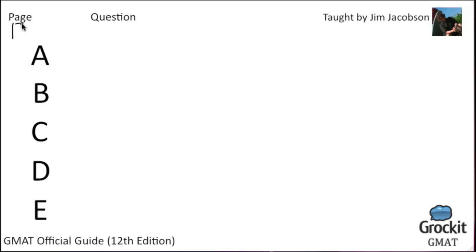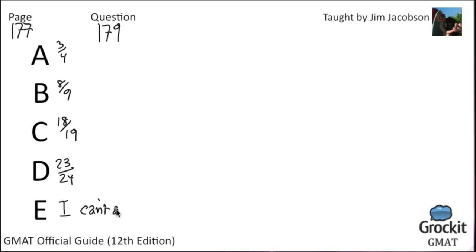Last one on page 177 is question 179. We have some fractions in our answer choices: 3/4, 8/9, 18/19, 23/24, and I can't answer.